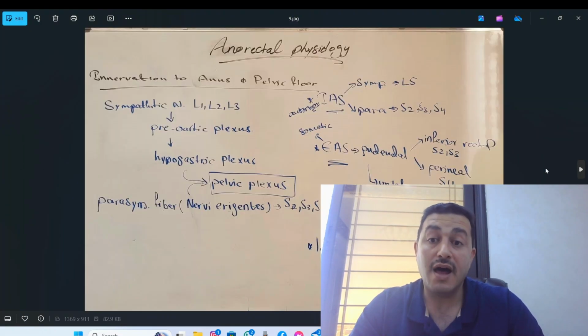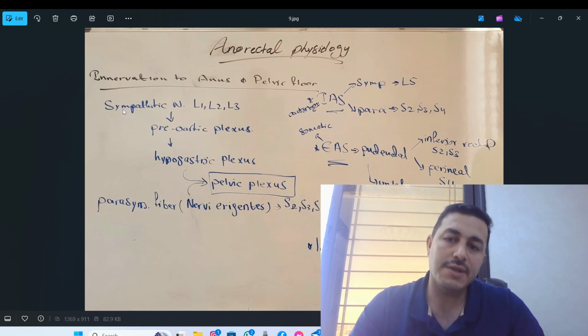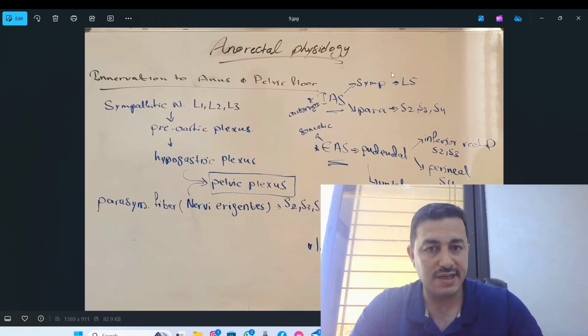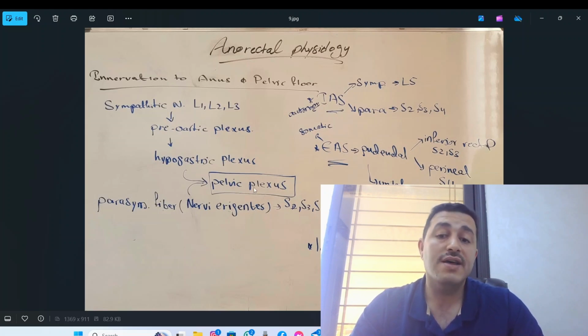We said that in the upper and proximal anal canal, including the internal anal sphincter, we have sympathetic innervation from L1, L2, L3, and L5 for the internal anal sphincter. We have the parasympathetic fibers, we call them the nervi irrigantes, from S2 to S4. They form the pelvic plexus, while in the distal anal canal, in other words the external anal sphincter, we have the pudendal nerve, which has two branches, inferior rectal and perineal, S2, S3, S4.